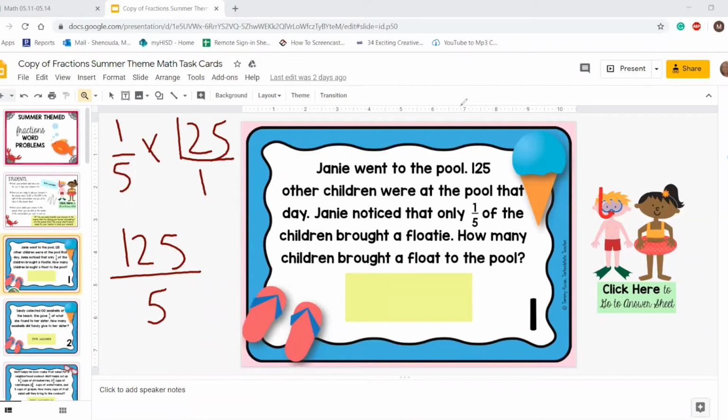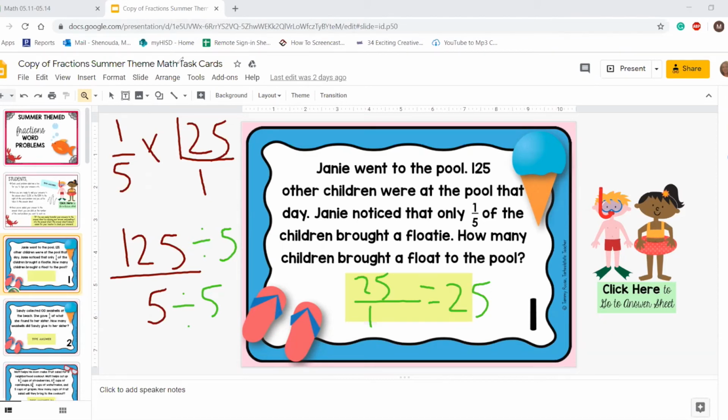I can try dividing by 3. I also know that 5 cannot be divided by 3, so that's not going to work. I could try dividing by 5, and that should work. As a rule, usually numbers that end in 5 could be divisible by 5. In this case, 125 divided by 5 is 25, and 5 divided by 5 is 1. 25 divided by 1 is 25. So my answer would be 25 children brought a floaty to the pool.